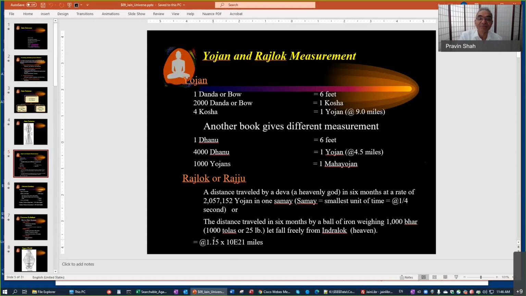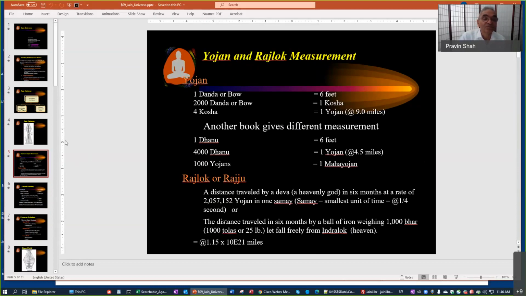And here what we have is 14 Rajlok, so you can see times 14. That is the total height of Lokakash. And then the Thrust Nadi height, what I explained to you, is only one Rajlok. But when I use the word only, that doesn't mean anything, because it is too big a number. One Rajlok is this many miles, 1.15 times 10 to the 21, that many miles. So that's the thing here.